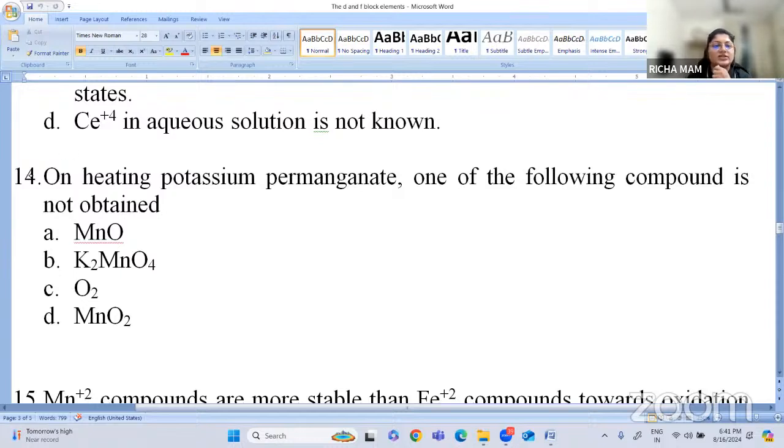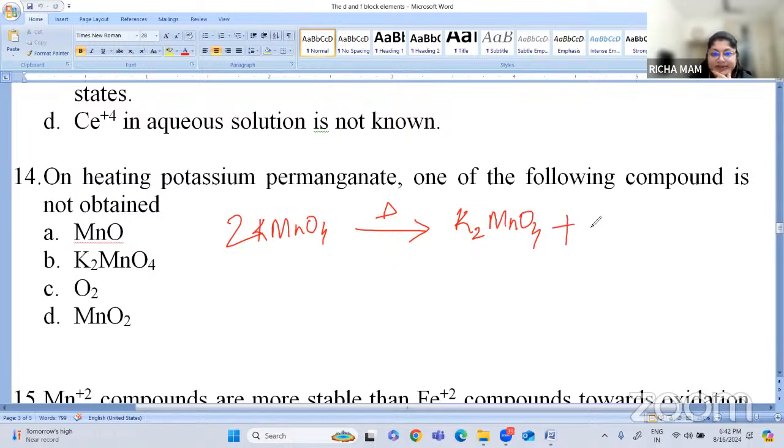Suppose I write the reaction. If I heat KMnO4, what will happen? 2 KMnO4 will form K2MnO4, plus MnO2, plus O2. So what is not obtained? MnO is not obtained. So option A is the answer. Akhila has answered it right.